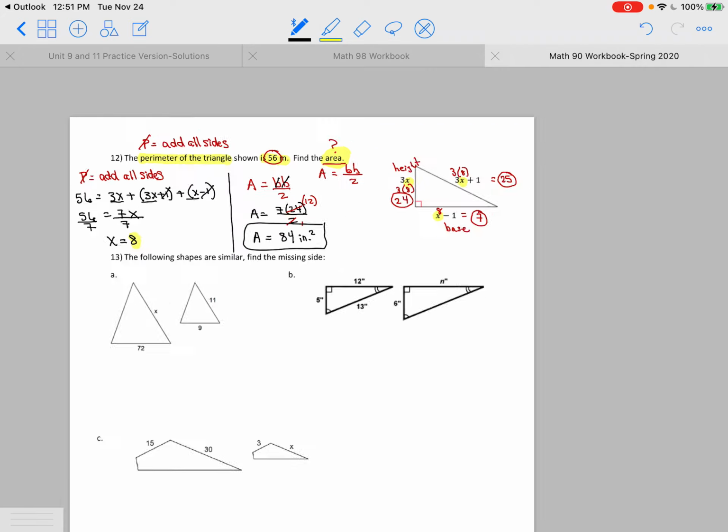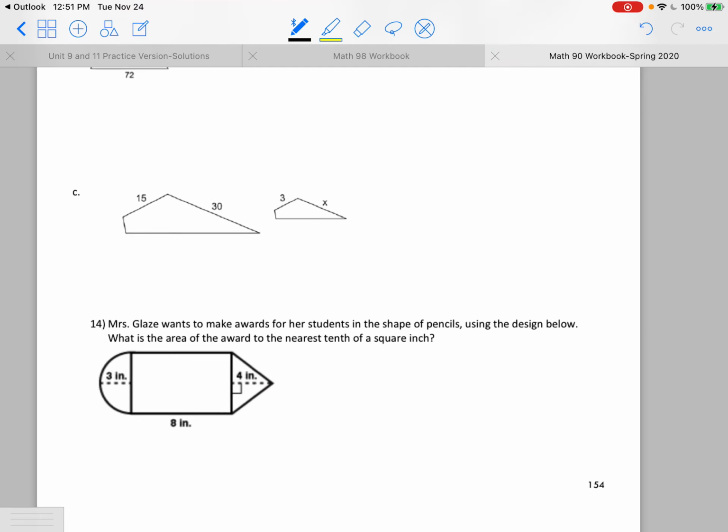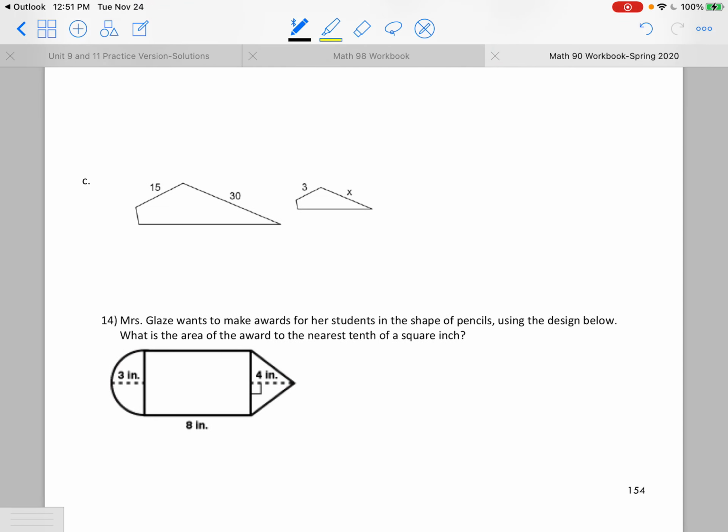All right. Now, I want to discuss number 14. I don't want to actually work number 14 because we don't really have time, but number 14 is an interesting shape. Looks like a pencil, actually. This says, Mrs. Glaze wants to make awards for her students in the shape of pencils using the design below. What is the area of the award to the nearest tenth of a square inch? So we don't have a formula for the area of a pencil, right? That's kind of ludicrous.